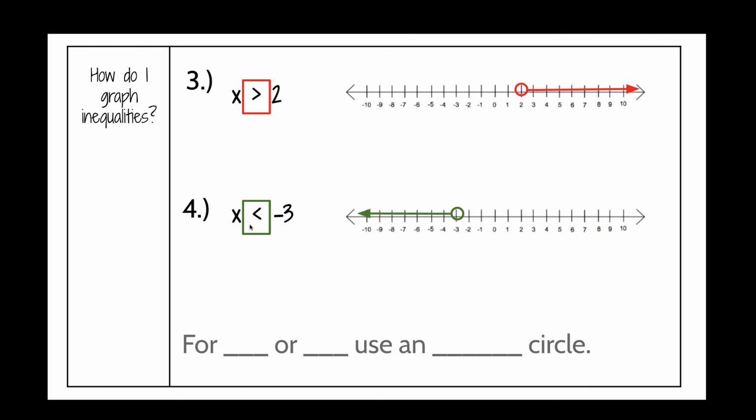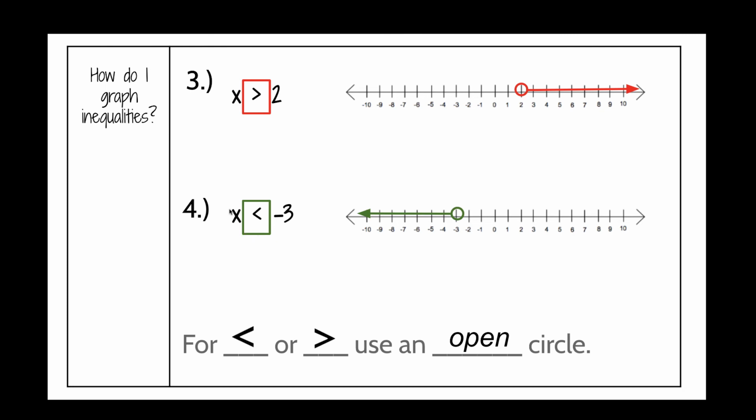And let's use our trick. Here's my variable first. Look at my inequality symbol. It's pointing to the left, and so is my arrowhead on my graph. I graphed it correctly. Let's fill in the sentence below. You do it in your notes as well. For less than or greater than, use an open circle, because we're not saying that the value we plug in for the variable can be equal to the other value in our inequality.